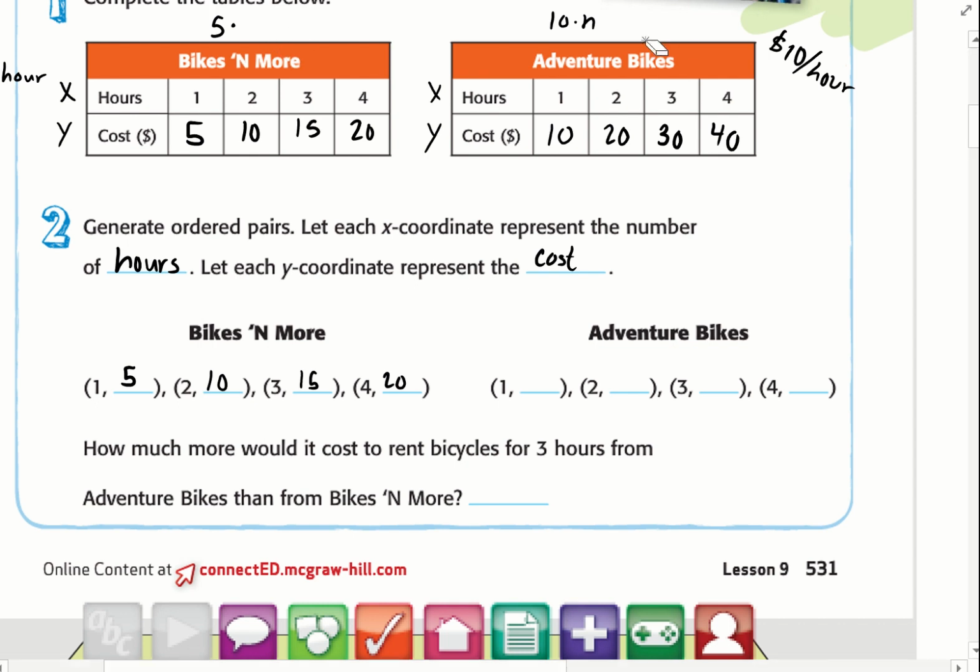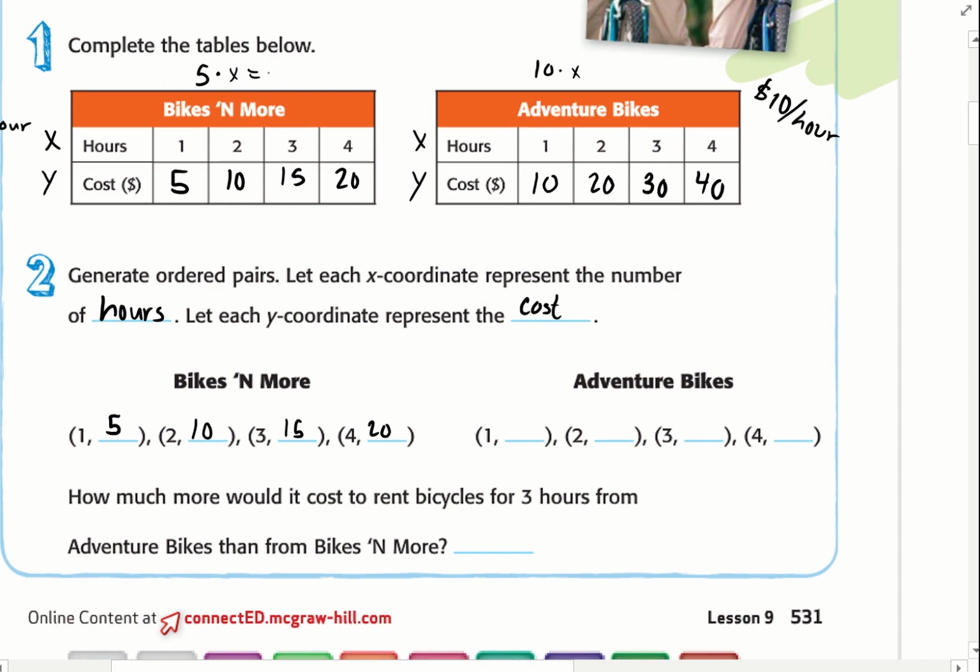So I should probably change these to X to make it a little bit more accurate. So in this case, when X equals 1, my cost is 10, so my Y equals 10. When X equals 2, Y is 20. When X equals 3, Y is 30. When X equals 4, Y equals 40.